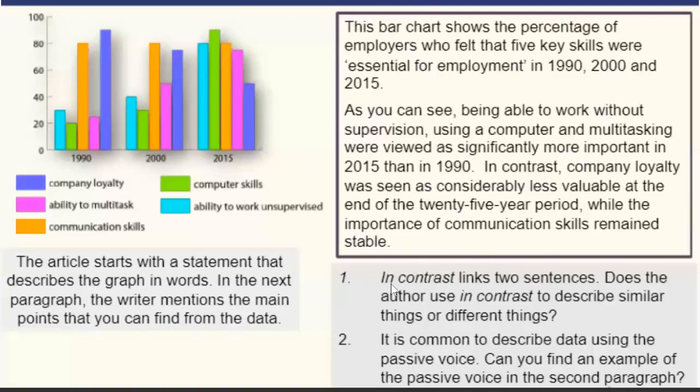The first question says, in contrast, links two sentences. So the expression in contrast is like black and white. Okay, so you have to give differences between two data. Does the author use in contrast to describe similar things or different things? So in contrast is here, if you are just wondering.